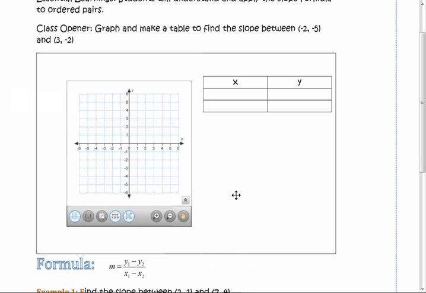You were supposed to, on some of the problems, Michael, you're not supposed to be bringing that in here. Oops. Okay, so you guys, no, we're not using the slope formula. We're doing the class opener. Oh, okay.